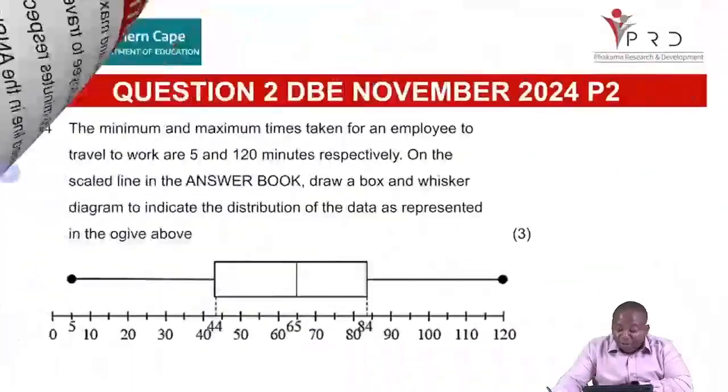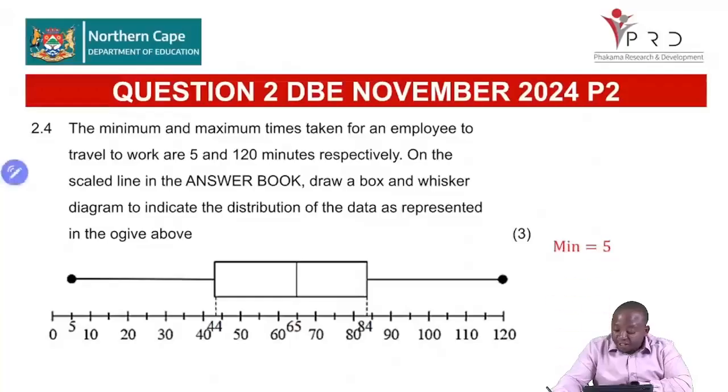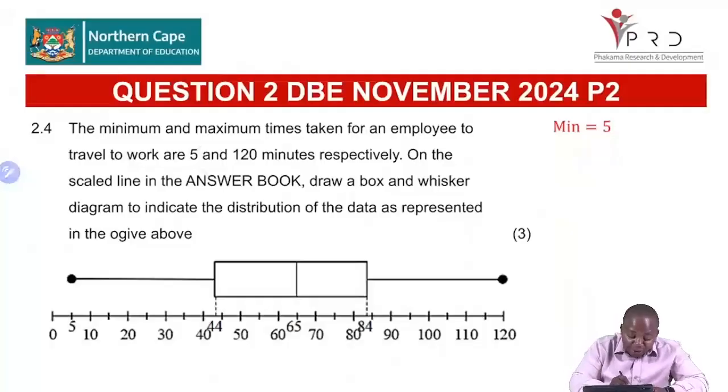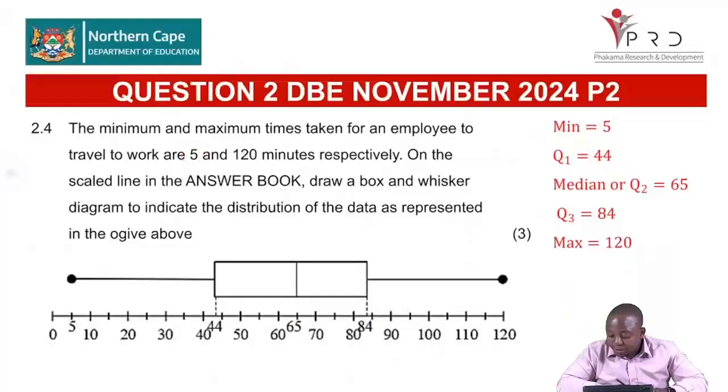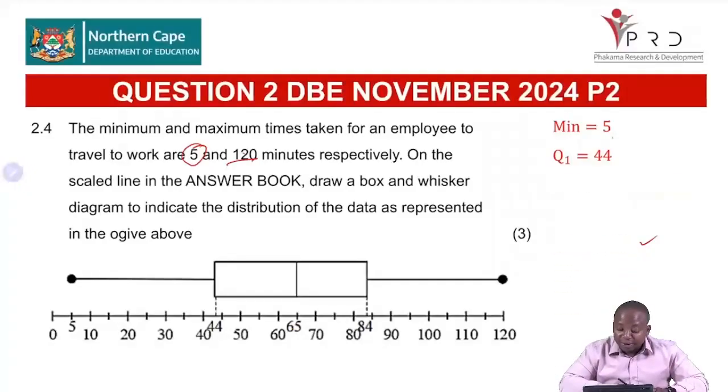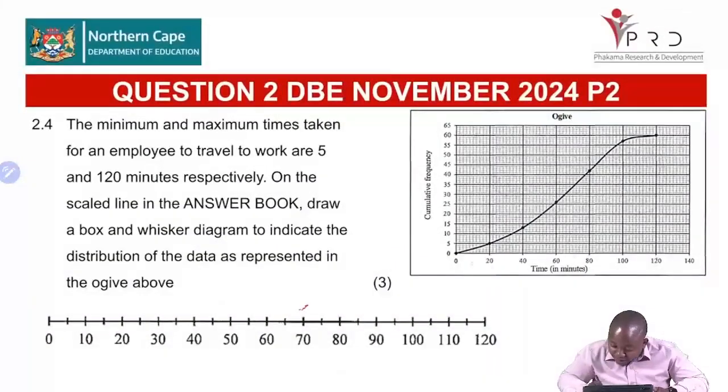So now let's go and find the box and whisker. Remember, to find the box and whisker, the first thing that we need to find is the minimum value, and our minimum value is going to be 5. The maximum value, in this case, was 120, so they told us it's 5 and 120, and we can now see those two values from our OGIVE. So we can see the minimum value here is going to be 5, and the maximum value is going to be 120, between 5 and 120 from our question.